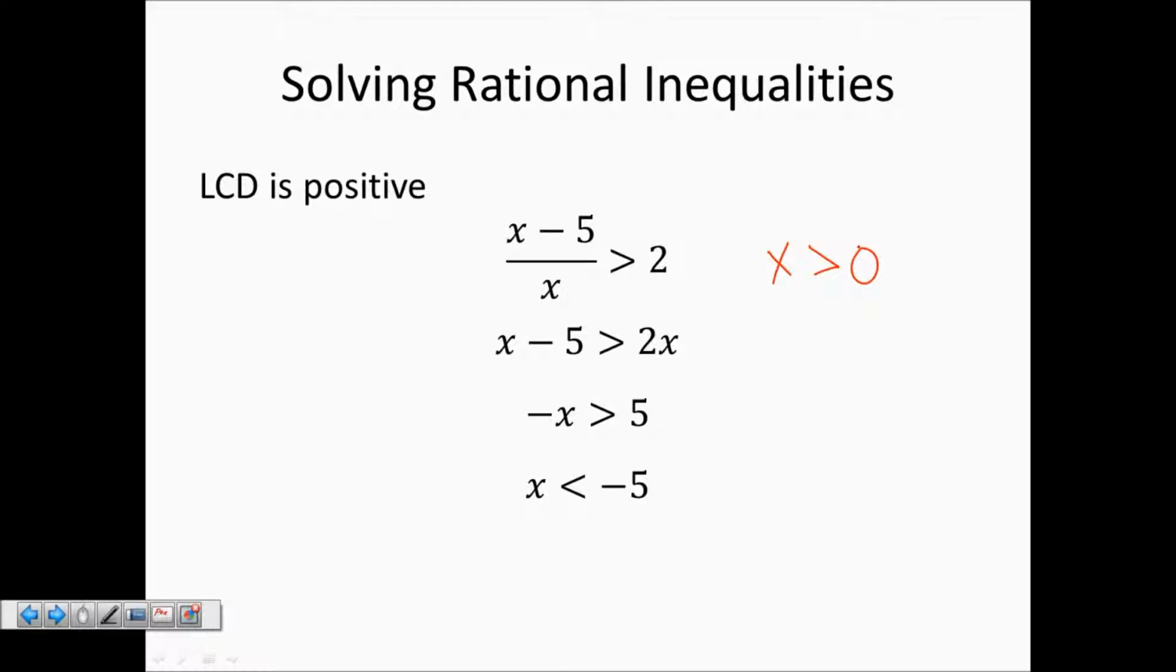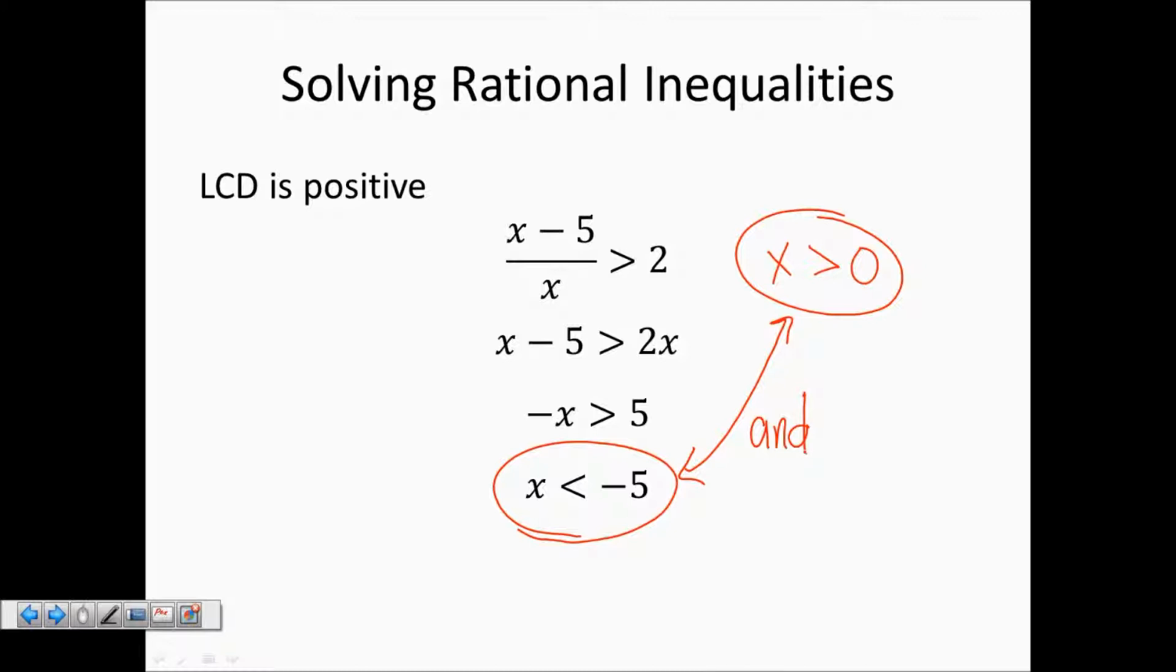So now I need to look, do these two statements work together? I made the assumption that x was positive, that x was greater than 0, when I started this problem. Now, when I get all the way down here, it says that x is less than negative 5. That does not work. X cannot be greater than 0 and less than negative 5. So this one is not possible because these two statements don't agree.